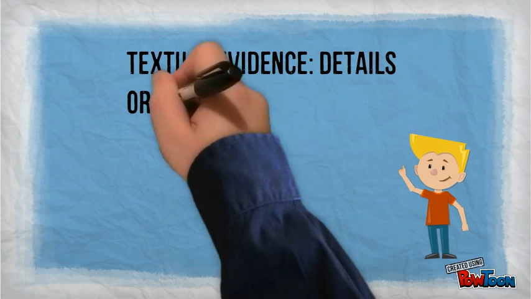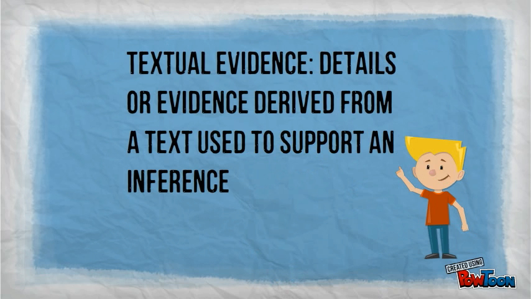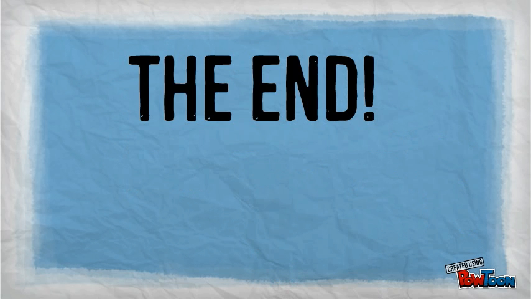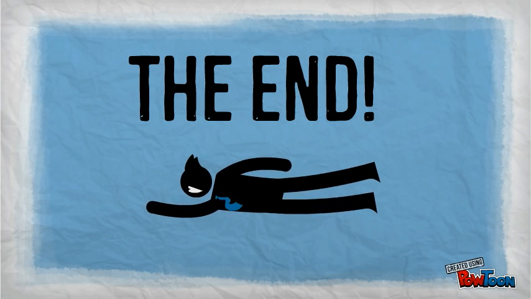These details used to infer are called textual evidence. Textual evidence are details or evidence derived from a text used to support an inference. Now you know all about inferences. Make sure you use it when you're reading.